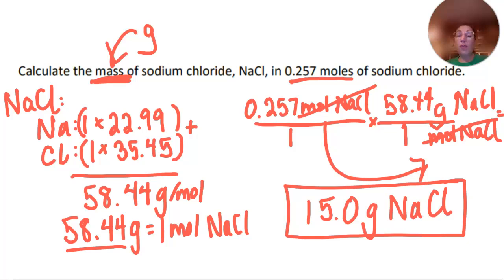Okay, so we've learned about the concept of molar mass, the number of grams that are in 1 mole of an element or a compound. We can calculate the molar mass of those too. And then we've learned how to convert grams to moles and moles to grams.